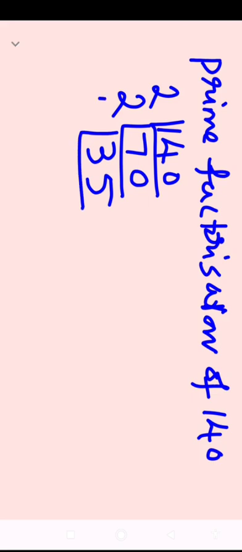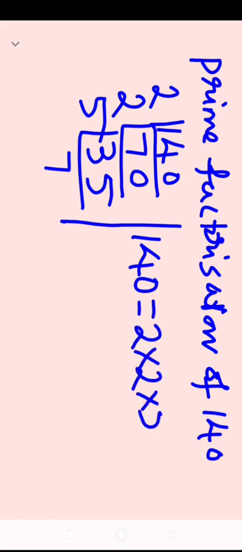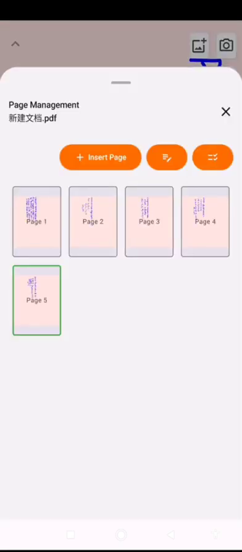Prime factorization of another number, 140. Here we have to take the least prime number, 2. 2 times 70, 140. Again 2 times 35, 70. 5 times 7, 35. So 140 can be expressed as 2 times 2, 4, 4 times 5, 20, 20 times 7, 140.